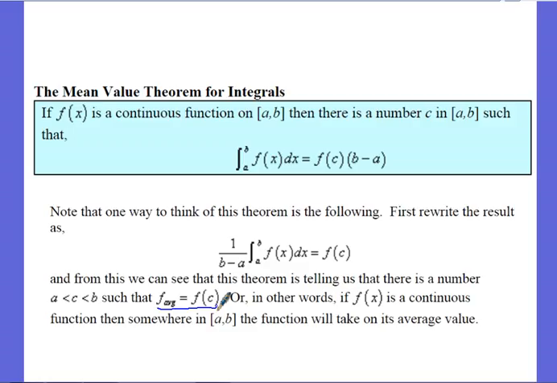Basically saying if f of x is continuous, then somewhere between a and b, the function will take on its average value, which makes sense because if it's going to be the average, at some point it has to actually equal that, right? You can't have an average and never actually get there. It has to be there at some point. So that's basically what we're doing now. Using the mean value theorem, we're going to say, okay, find me that c. Find me where that happens.